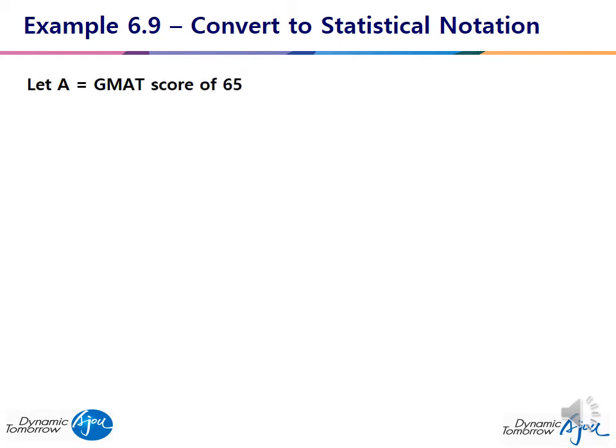Event A is a GMAT score of 650 or more. Hence, its complement is a GMAT score less than 650. Like this, you have to change the English statement to symbol or sign.